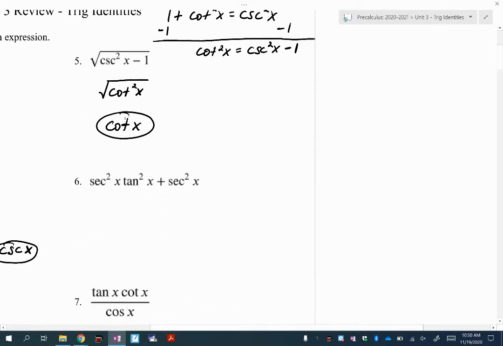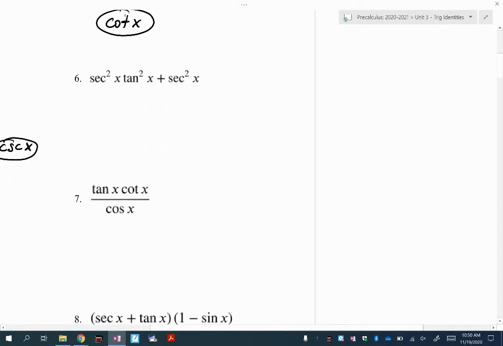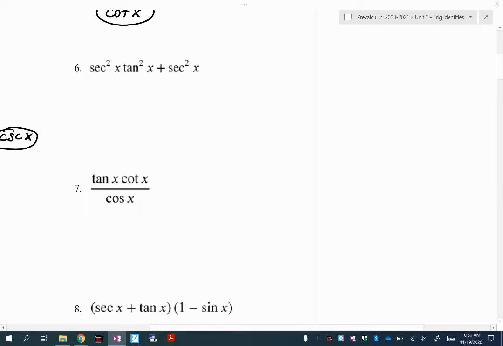Okay, let's do number 6. Now, number 6, it looks like we can factor out secant squared. They both share secant squared x. So I'm going to factor out secant squared x, and I'm left with tangent squared x plus 1.